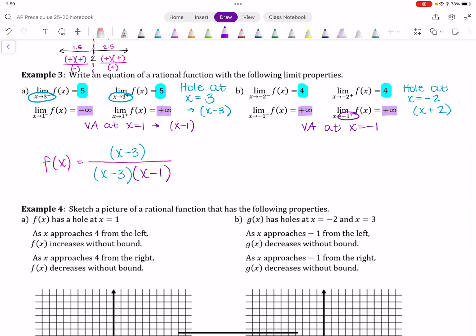And because both of those limits go to positive infinity, that means we need 2 of our x plus 1s in the denominator so that both sides of our asymptote are going the same direction. So we get f of x equals, we want our hole in our numerator and denominator. And then we have our vertical asymptote.